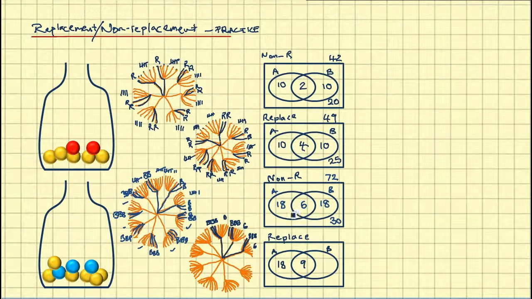And you can see the pattern here. So we're expecting that this would be 18 as well. Let's just check that it is. So this is the event that we only draw a blue marble, get a favourable outcome in the second draw.